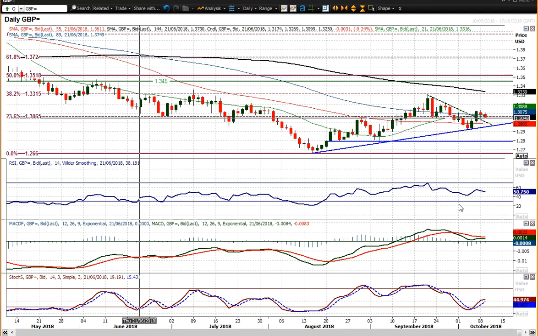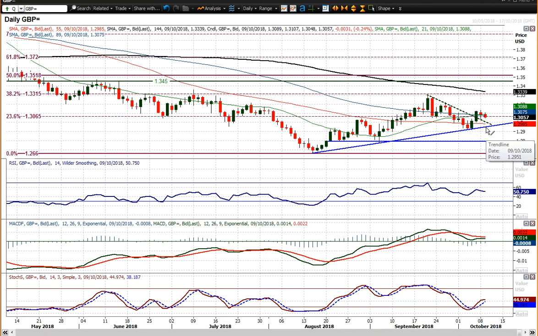Sort of momentum indicators are fairly neutral. On the RSI 50, MACD lines pretty much flat, stochastics just unwinding back towards neutral. So it's a fairly important time for sterling to hold on to this recovery uptrend that's been building over the past 7 or so weeks, and comes in at around 29.50 today.